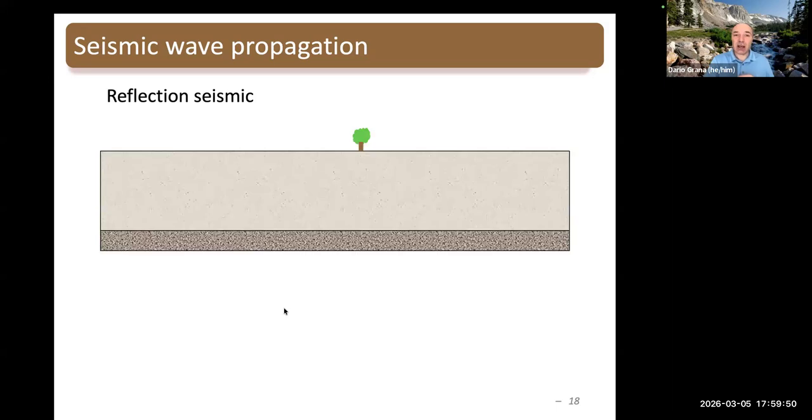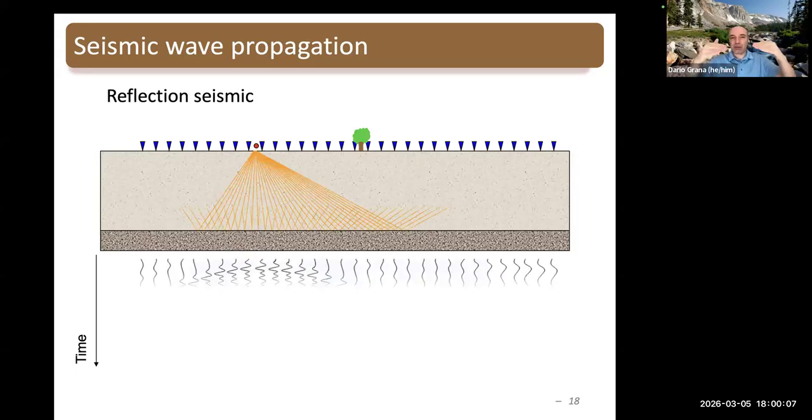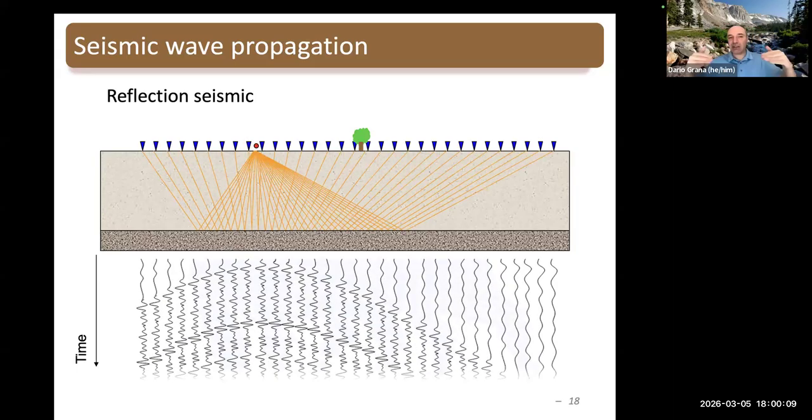So the idea is that we have a source, for example, this one here in red. Think about a small charge of dynamite, or think about a student hitting the rock with a hammer. And then here we have a bunch of receivers, the blue triangles. Now we propagate some seismic waves. The seismic waves that propagate through the subsurface, at some point they find an interface between, for example, the softer rock and the stiffer rock. So part of the wave is reflected back to the surface and part of the wave is transmitted.